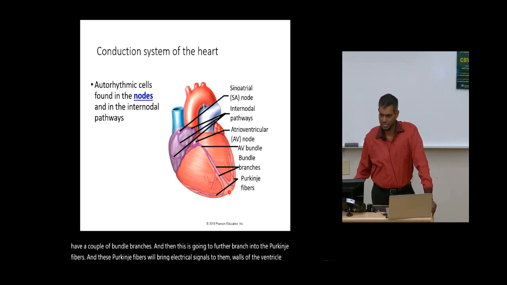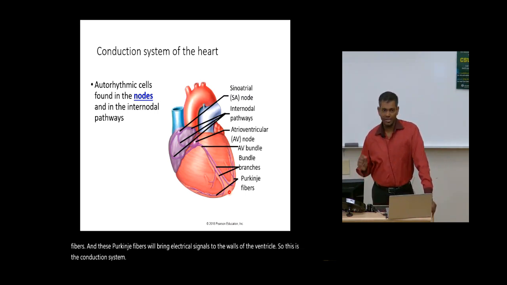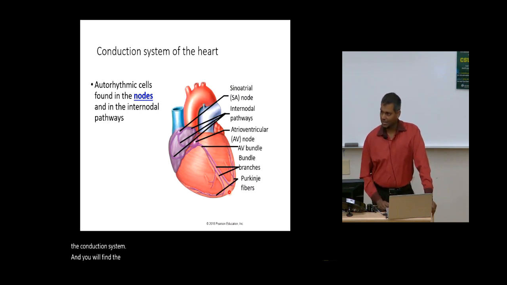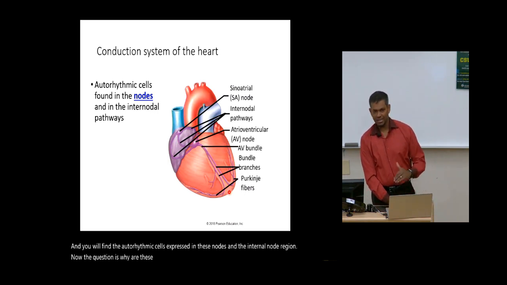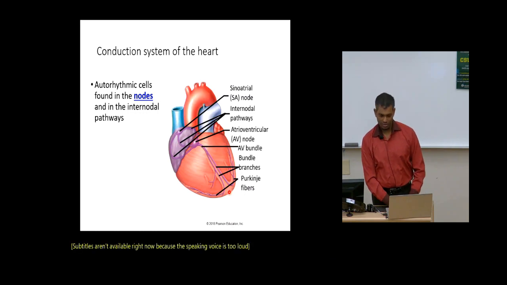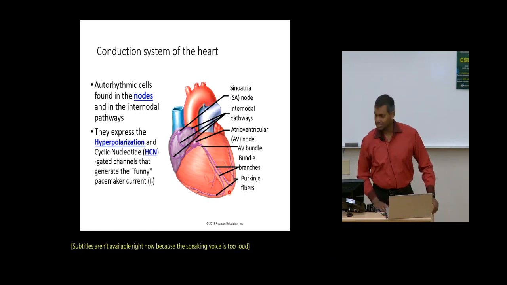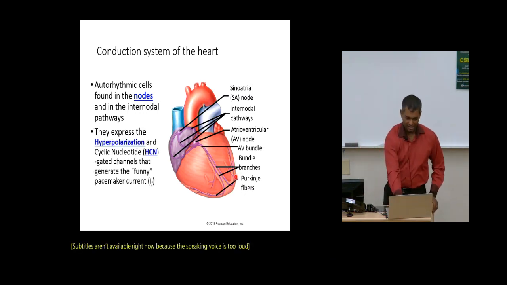So this is the conduction system, and you will find the autorhythmic cells expressed in these nodes and in the internodal region. Now the question is, why are these autorhythmic cells capable of generating their own action potential? And the answer lies in these HCN channels. So HCN channels, H stands for hyperpolarization, C stands for cyclic, and N stands for nucleotide.